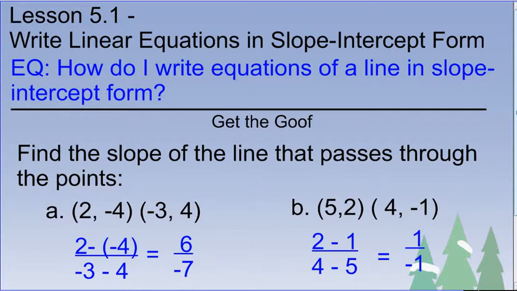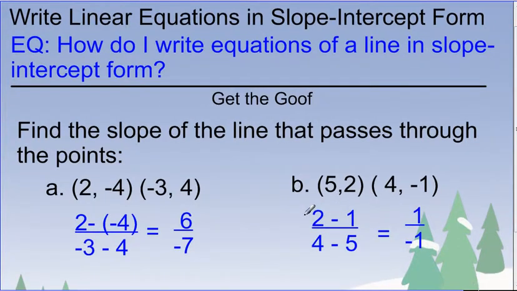So this chapter starts off with slope-intercept form, which is something we've seen a lot of, and we've used quite a bit of, even in the last chapter. To help refresh our memories on how to do slope-intercept form, the first thing we're going to remember how to do is find slope. So let's see if our get the goofs are correct. By the way, essential question: how do I write equations of a line in slope-intercept form? Got it. Okay.